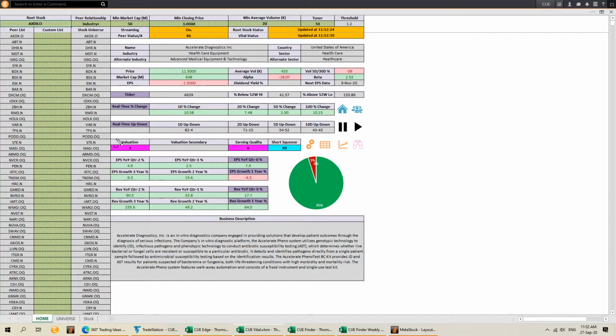AXDX, in terms of valuation, it's overvalued. Earnings growth is positive but not great. The industry was very strong on Friday. 95% of the 86 stocks in healthcare equipment went up. The industry was very strong. Short squeeze potential is there. You might consider the fundamentals are not great, neither an undervalued stock nor a high growth stock. So fundamentals are at best mediocre. Still, the industry looks very strong in itself.